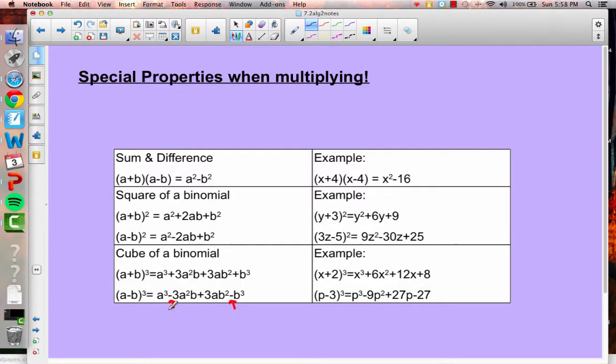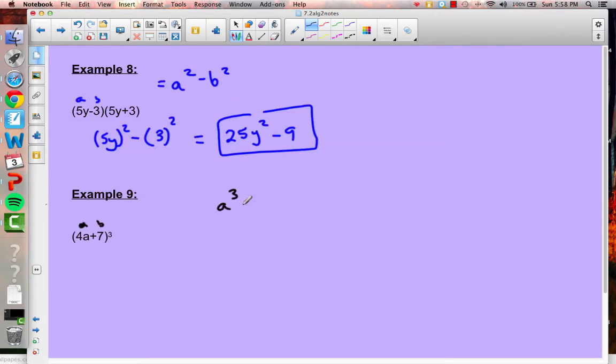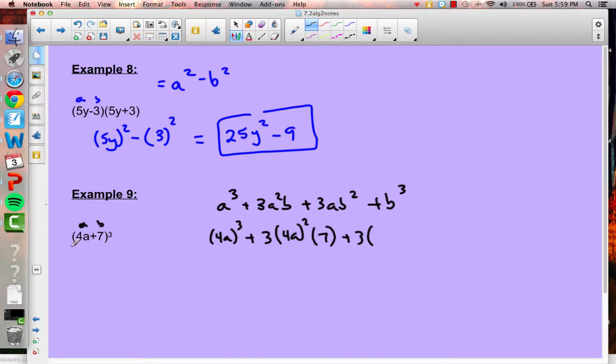So if you go back to your example here, in our cube of a binomial, okay, we'd have a cubed minus 3a squared b, then plus 3ab squared, and then plus b cubed. So I'm just going to start filling in what I know. Well, what's a cubed? Well, that's the 4a, because that's my a value. So 4a cubed, then plus 3 times a squared, so that's 4a squared, times b. Well, b is 7. Then I have plus 3 times my a value, that's 4a, and then b squared, so that's 7 squared, and then plus my b value cubed, which is 7 cubed.